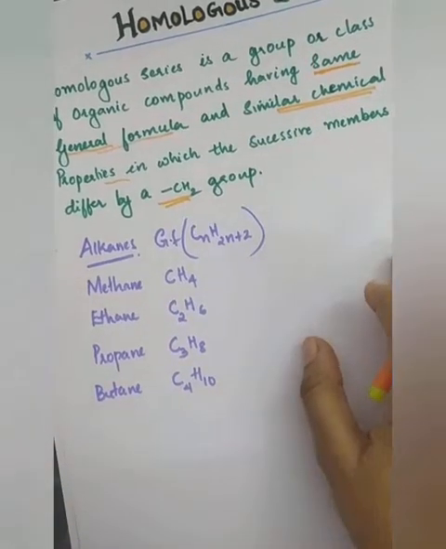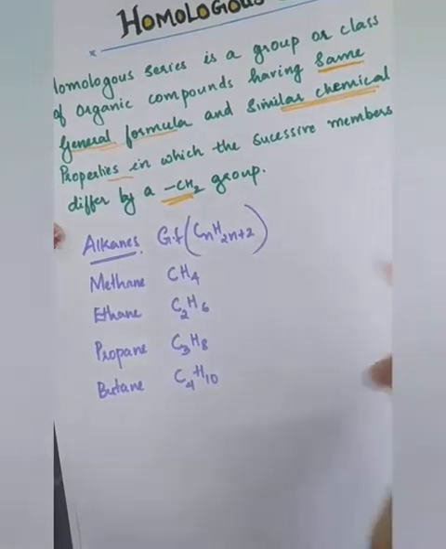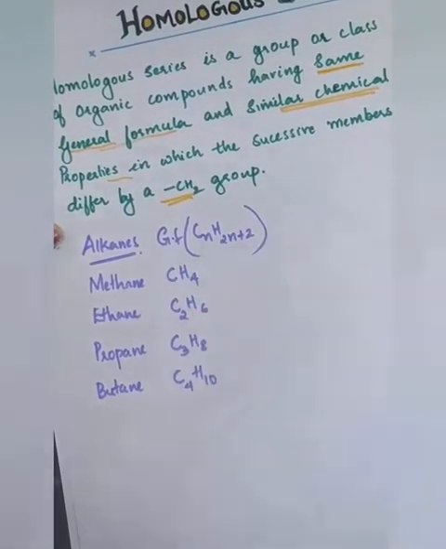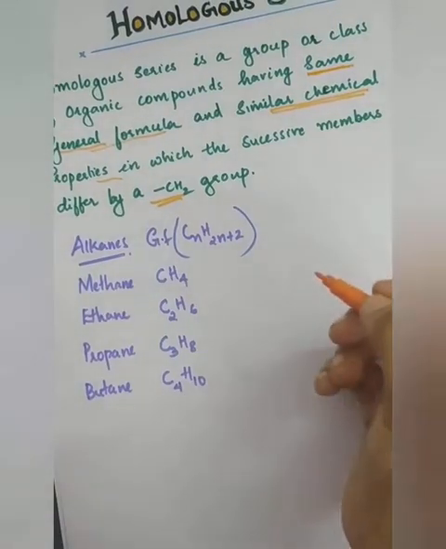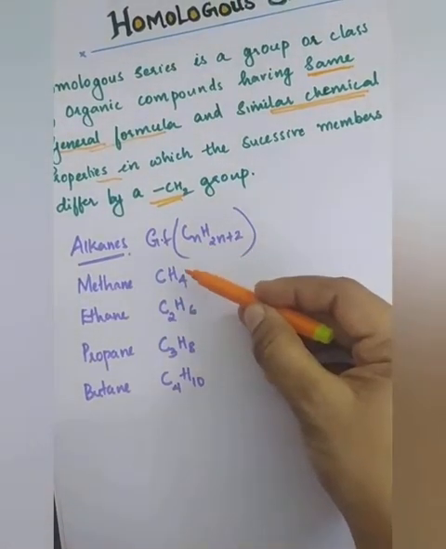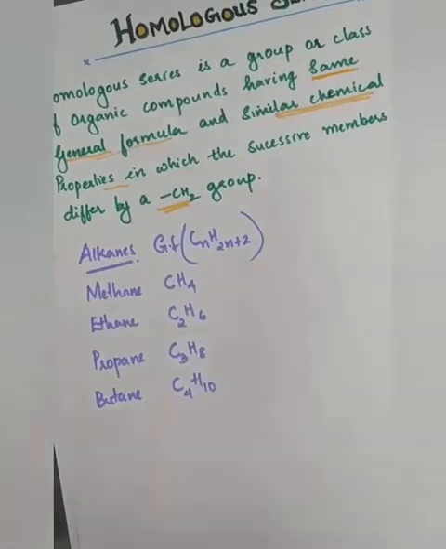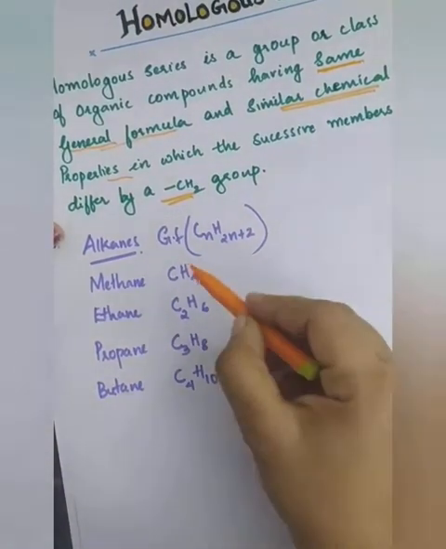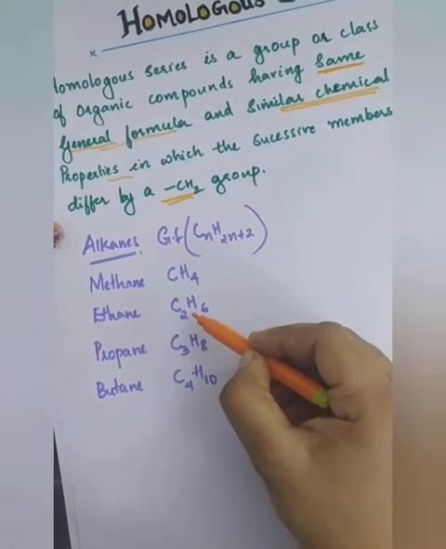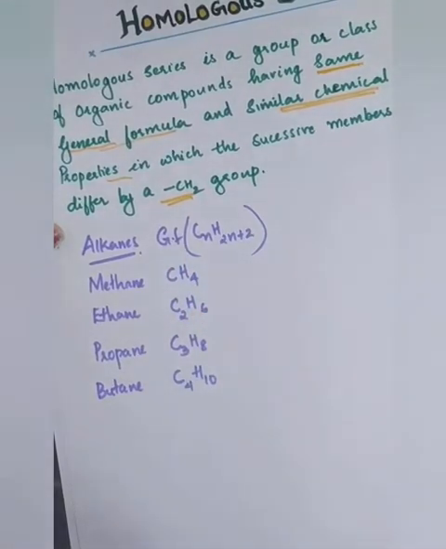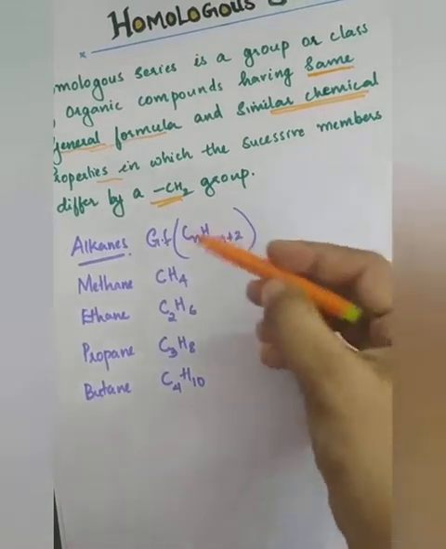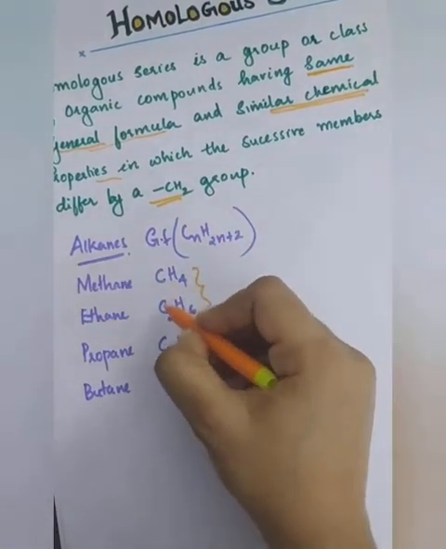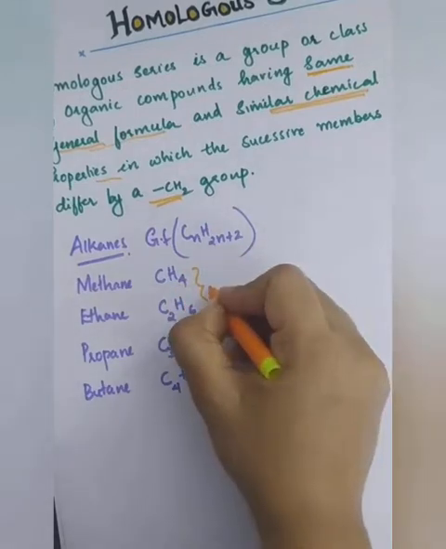Homologous series is a group or class of organic compounds. Here the class of organic compounds are alkanes having same general formula. The formula is CnH2n+2. And they have similar chemical properties in which the successive members differ by a CH2 group. Let's see how. If you subtract CH4 from C2H6, you will get the difference of CH2, right?